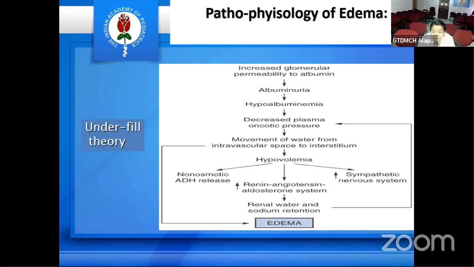First of all, one is hypoalbuminemia leading to decreased oncotic pressure, which in turn leads to movement of water from the intravascular space to the interstitium. Another mechanism is the increased renin, angiotensin, aldosterone system, which causes renal water and sodium retention. The third one is increased ADH release due to the decreased urinary output, which can also result in salt and water retention.